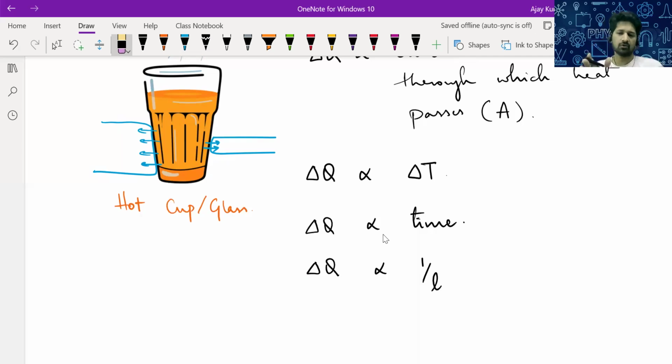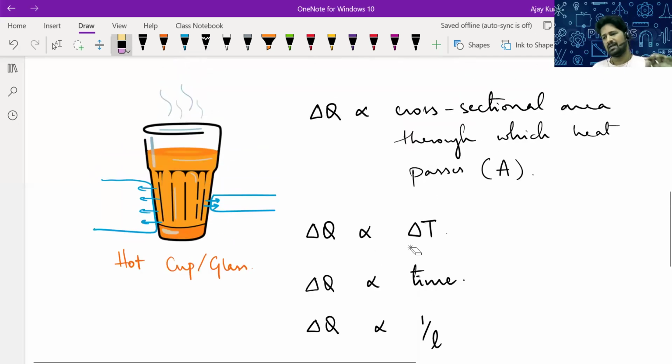So in a given amount of time, if the distance by which heat has to travel is small, then you will see more amount of heat transfer happening. If the distance is large, then you will see less amount of heat transfer happening. So it is inversely proportional. And definitely the amount of heat transferred in a given amount of time for a given temperature difference for a given length depends on the material as well.